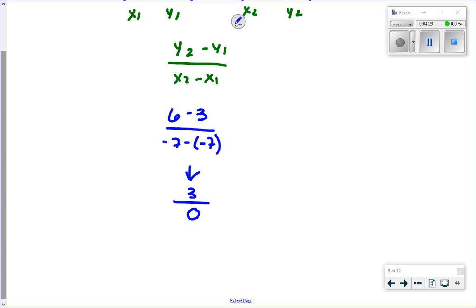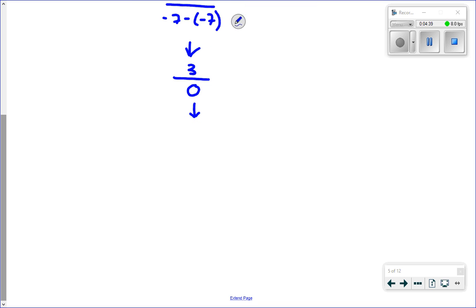Okay, plug that into the calculator. 3 divided by 0, you should get undefined or syntax error or something like that. So when 0 is on the bottom, we always have to say undefined.